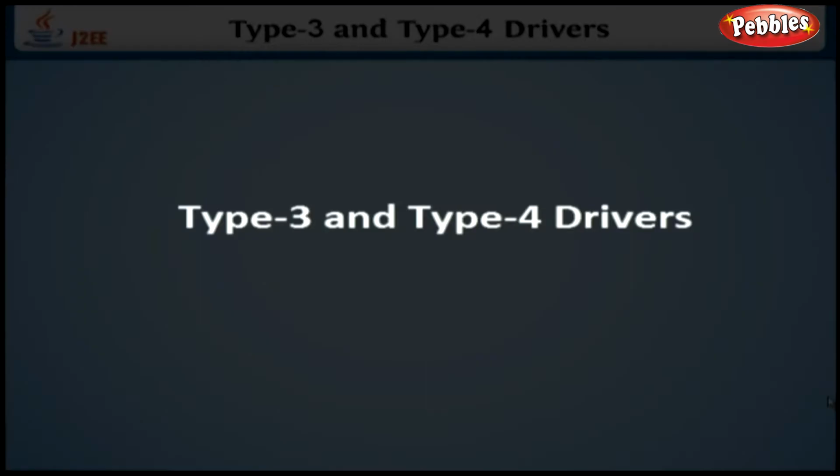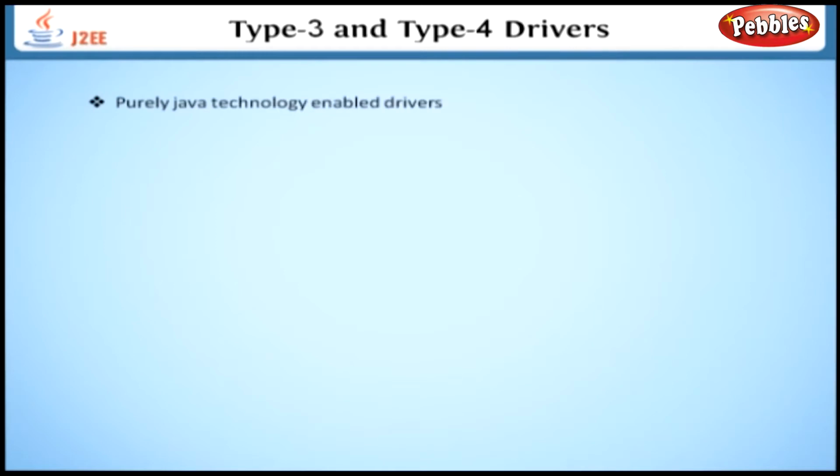Type 3 and Type 4 drivers. Here we will discuss the remaining types of drivers. They are Type 3 and Type 4. These drivers are purely Java technology-enabled drivers. Applications and applets can access databases via the JDBC API using pure Java technology-based drivers.